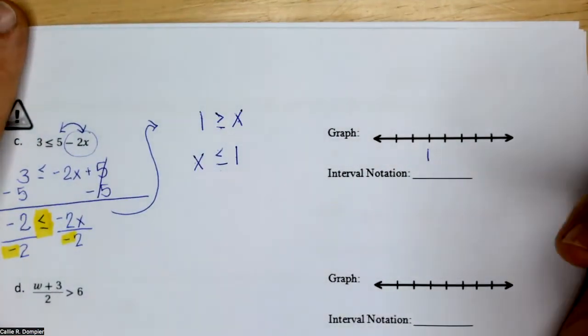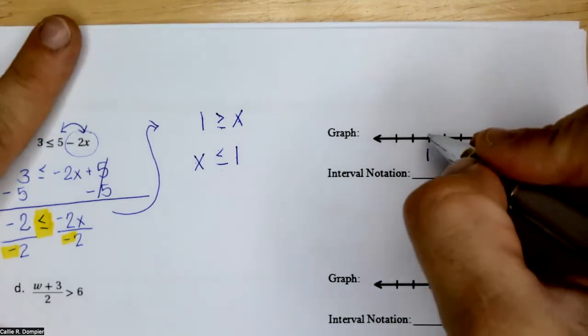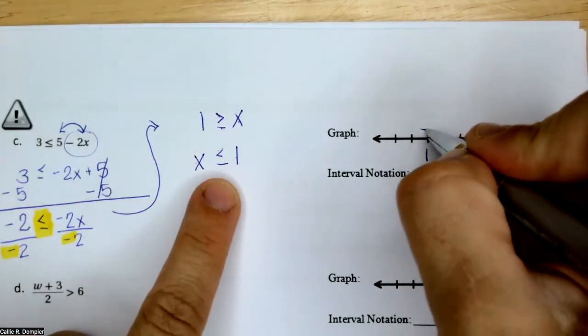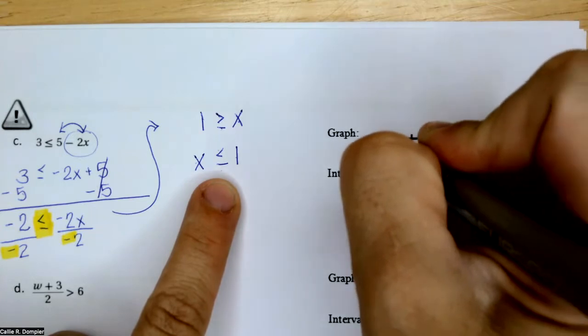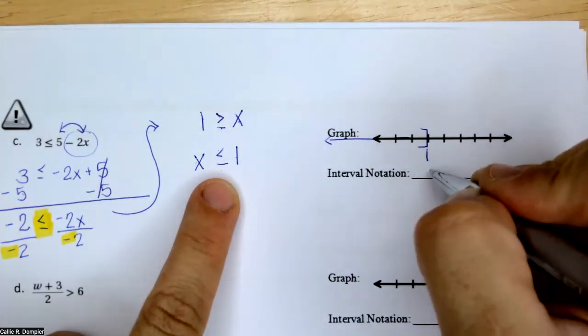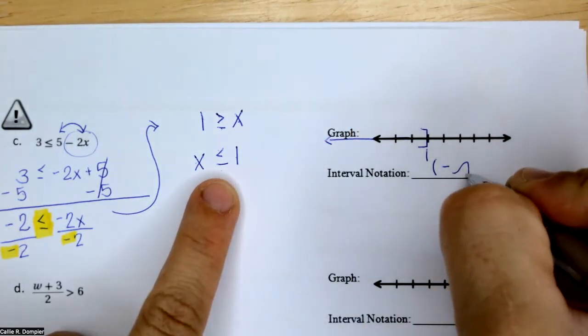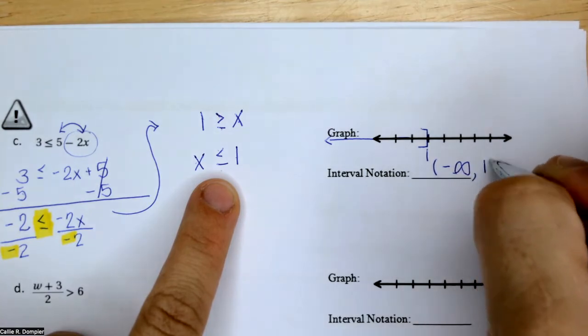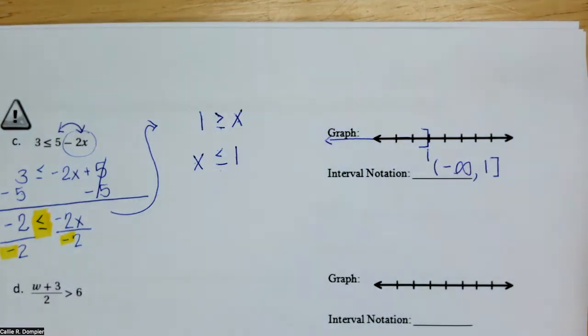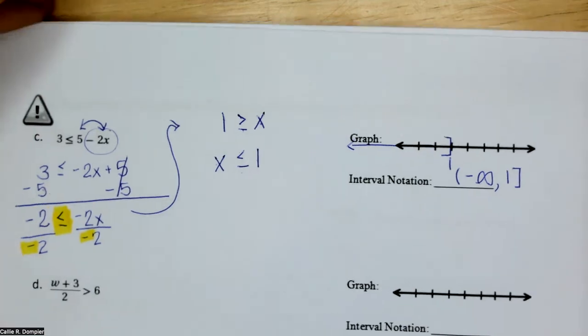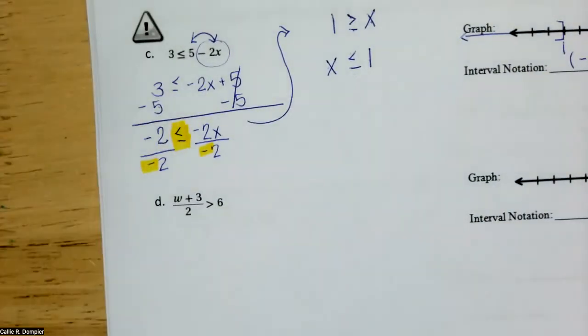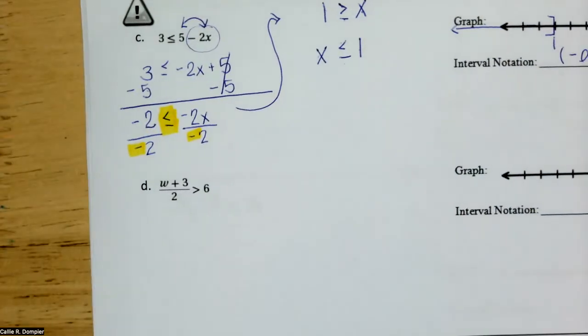Find 1 on that graph, create 1 on that graph. We said equal to, so it's going to be a bracket, and it's in the less than direction. That means for interval notation, it's going to start at -infinity and go to +1 and include a bracket. So these are two-step linear inequalities. Okay, we haven't gotten to compound inequalities, but we are adding more steps to the linear inequalities at this point.